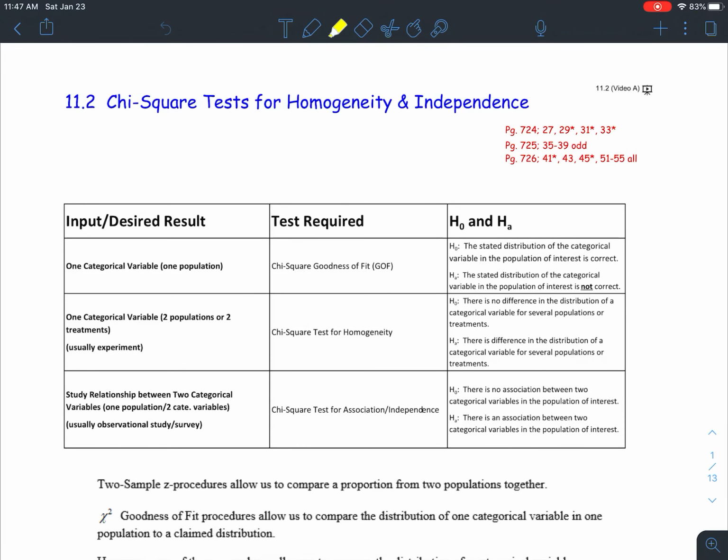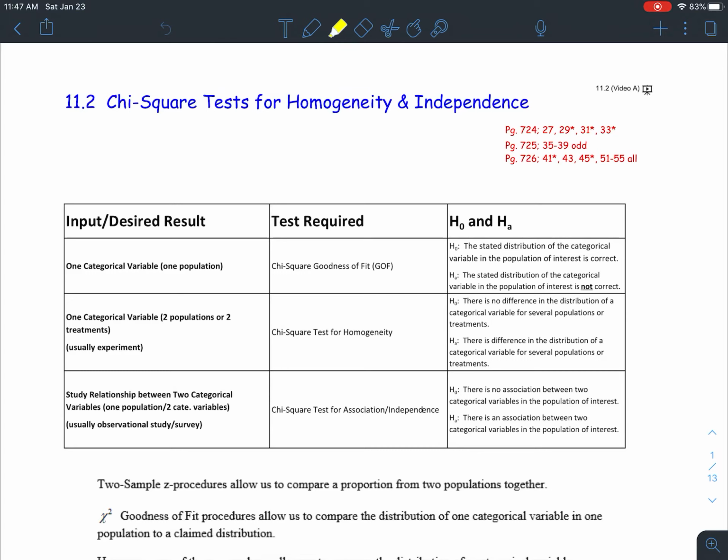Okay, we're still in chapter 11. We've been studying the chi-square test for goodness of fit. There are actually two other chi-square tests, and we're going to be uncovering both of those in this section. In this video, we're going to be focusing on the chi-square test for homogeneity.